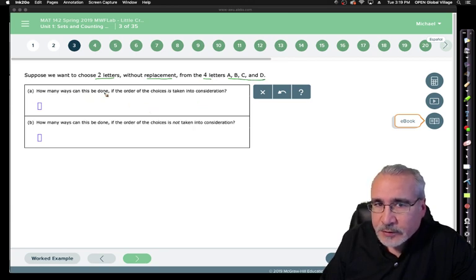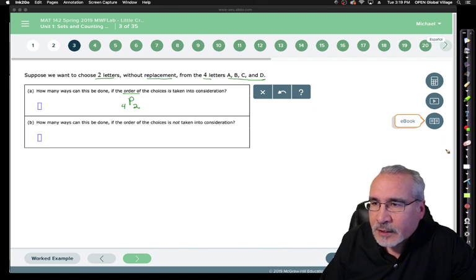So the first question wants to know how many ways can it be done if the order of the choices is taken into consideration. Order means that we're going to be doing a permutation. So this is a permutation. We have a total of 4 letters, so the 4 goes here, and we're going to choose 2 of them. So the 2 goes there.